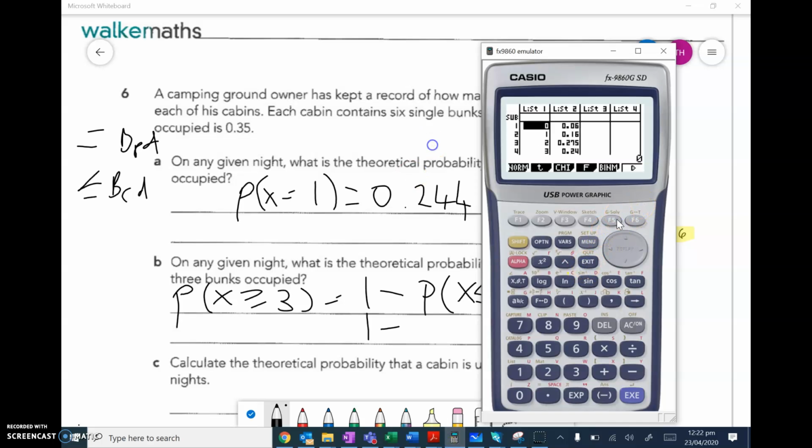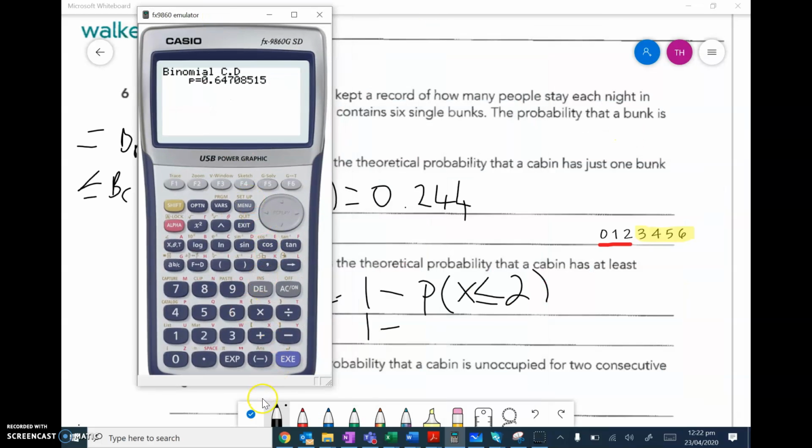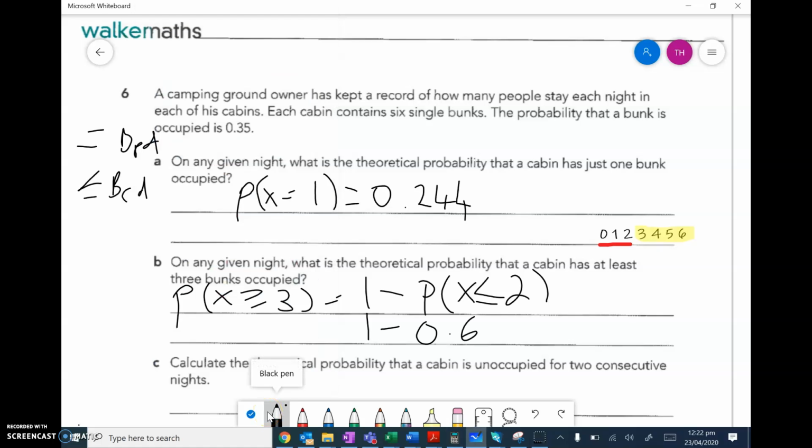So go 1 minus, I'm going to work out in my calculator. I need to go distributions, binomial, and now I'm using BCD because I have it looking the way I need it to for my graphics calculator. It needs to be less than or equal to. So BCD, x is now 2, number of trials is still 6, probability is still 0.35, and I get 0.647. So I need to work out 1 minus 0.647, which is 0.353.